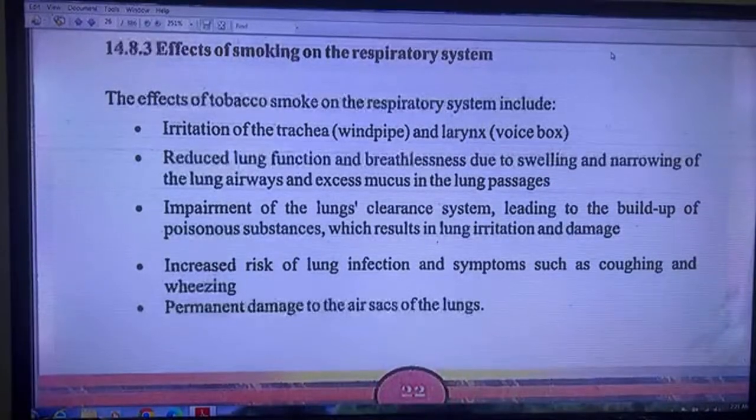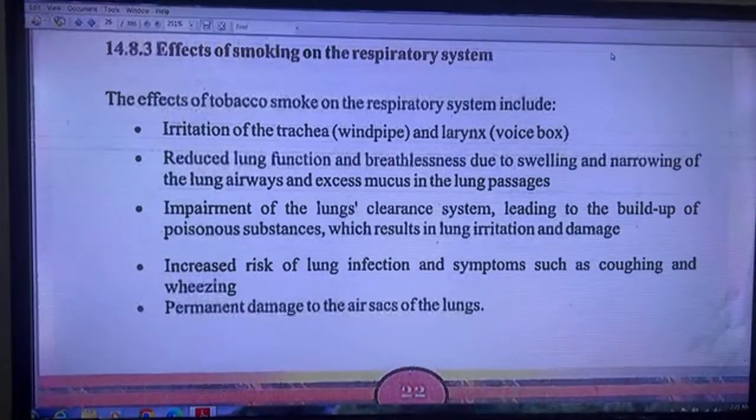impairment of the lungs' clearance system, leading to the buildup of poisonous substances which results in lung irritation and damage, increased risk of lung infection and symptoms such as coughing and wheezing, permanent damage to air sacs of the lungs.